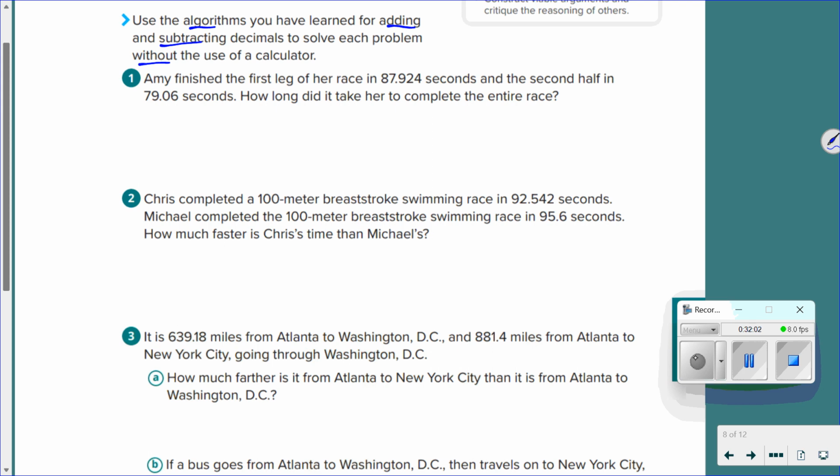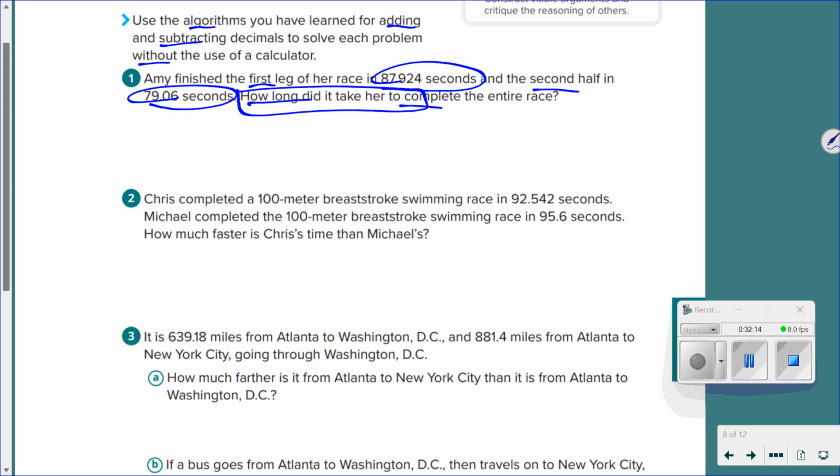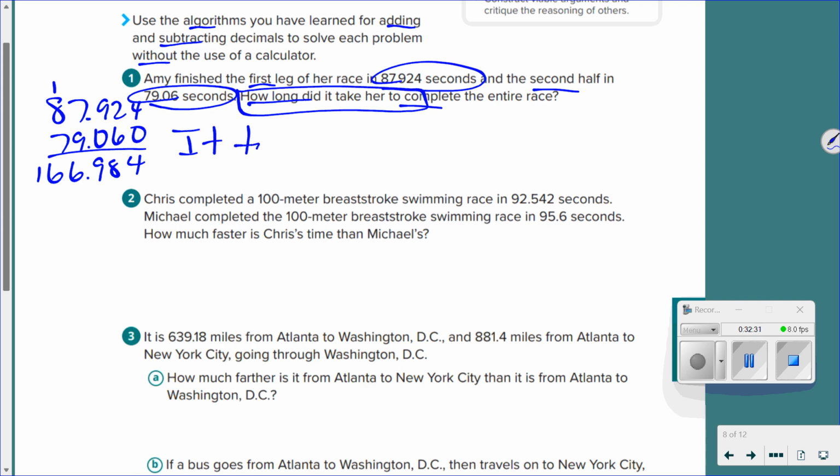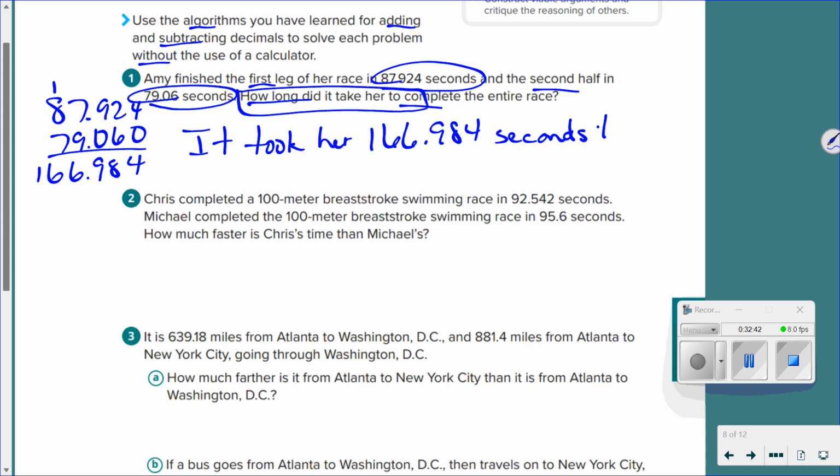We got to go. Amy finished first leg in 87.924, second in 79 and 600ths. How long did it take her to complete? So if I'm putting them together, what operation is that? Addition. So I'm going to add 87 and 924 thousandths to 79 and 600ths. One trailing 0 gives me 4, 8, 9, 16. 166. It took her 166 and 984 thousandths seconds. Make sure you have the units to finish.